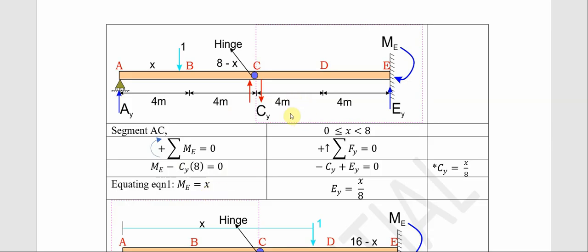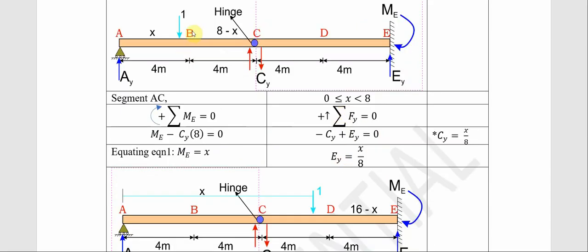Now let us sum to get our EY, this force EY. We have to sum forces along the vertical component to be equal to 0, that is, summation of forces along the y axis equals 0. Since this one is coming down, we say minus CY, because our sign convention says anything going up is positive while anything coming down is negative. So we have minus CY plus EY equals 0. From here we can deduce that our EY is equal to CY, and since CY equals x over 8, definitely our EY is equal to x over 8.